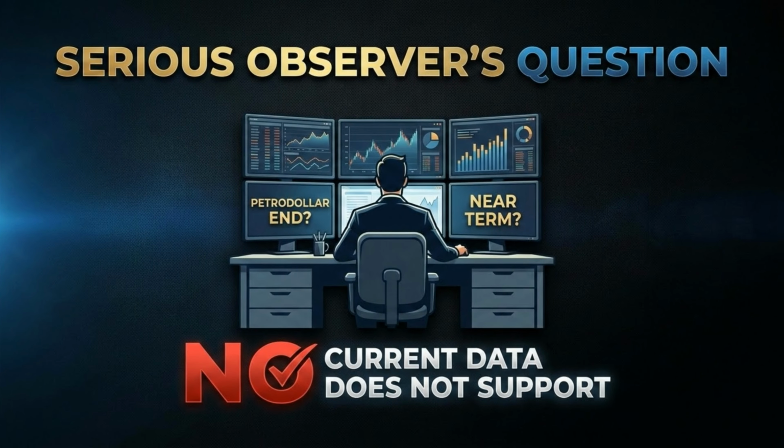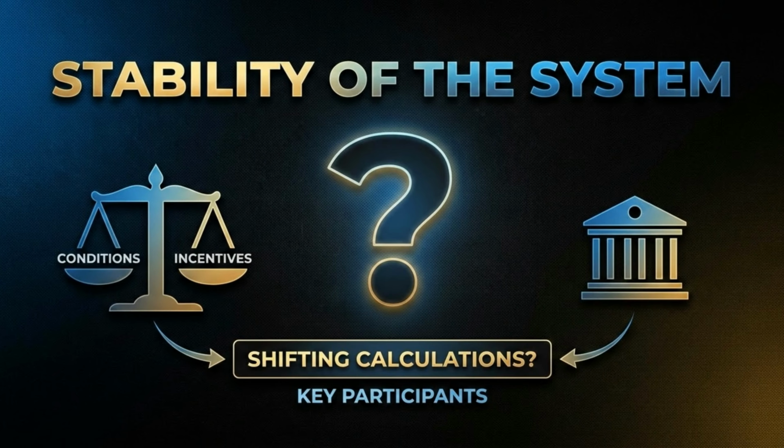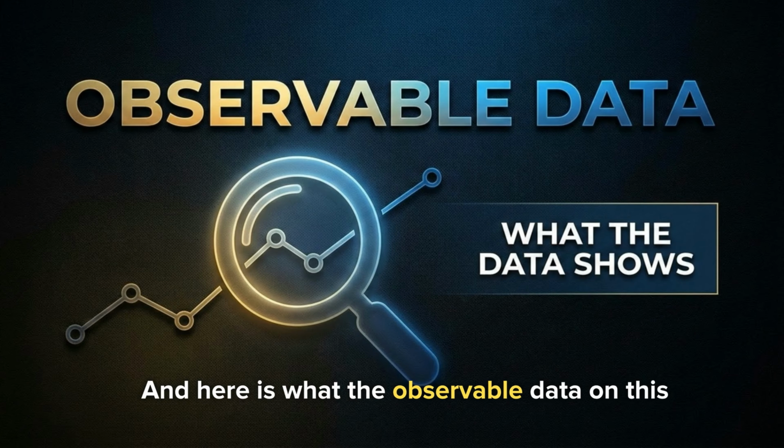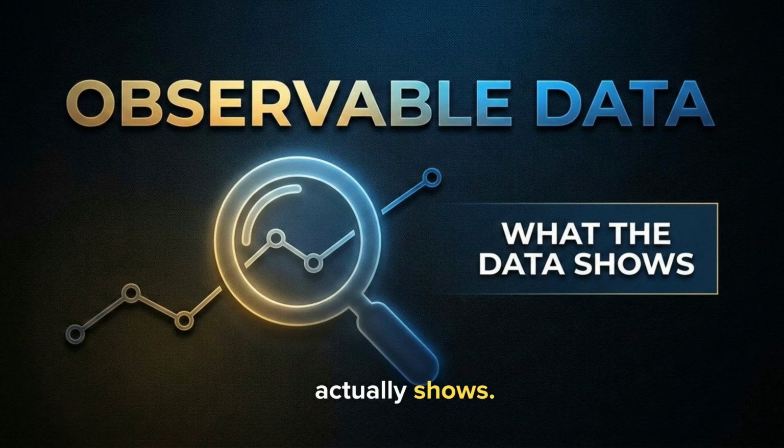The question most relevant to a serious observer of this system is not whether the petrodollar will end in the near term. The current data does not support that conclusion. The question is whether the conditions that sustain the system are stable, and whether the incentive calculations of the key participants are shifting. And here is what the observable data on this actually shows.